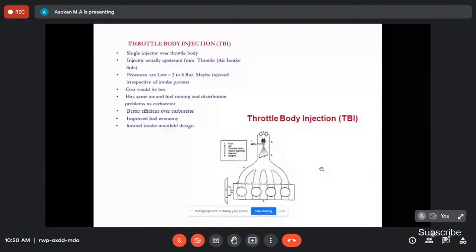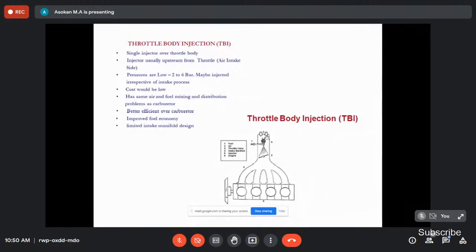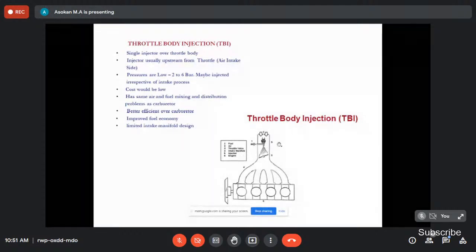Here the 4 cylinders are connected with the intake manifold. The air is coming through the throttle. This injector is mounted just above the throttle valve, so the air and fuel mixing takes place. The air fuel mixture is supplied to the various cylinders, just like the carbureted engine. The pressure is very low, 2 to 6 bar. The cost is low. That is the advantage. There is only one injector, and this one injector injects the fuel to all the cylinders.